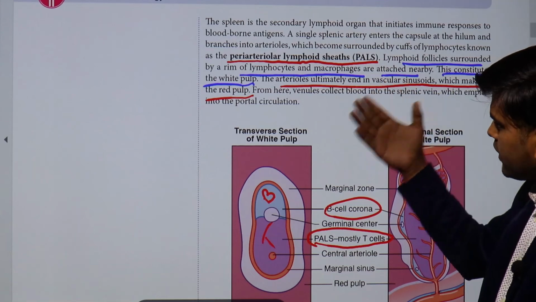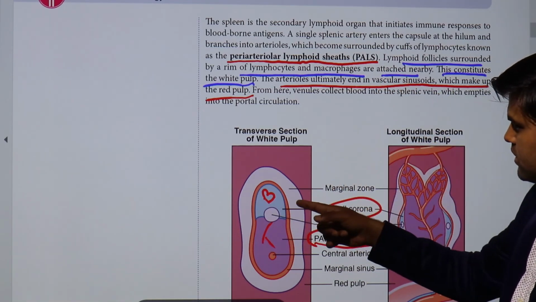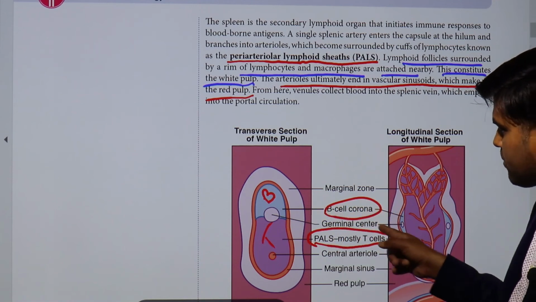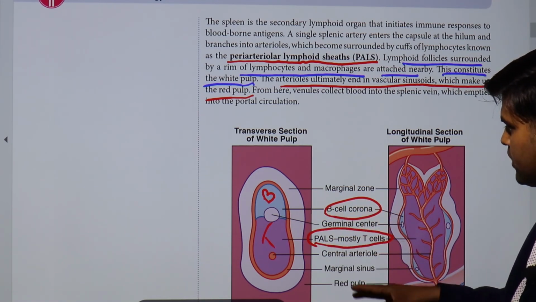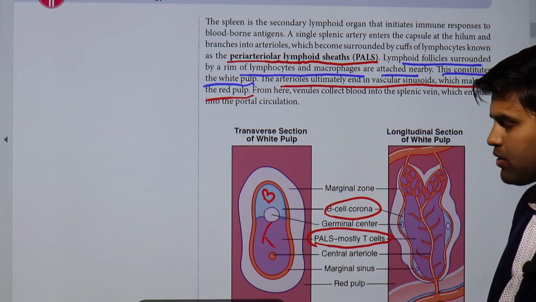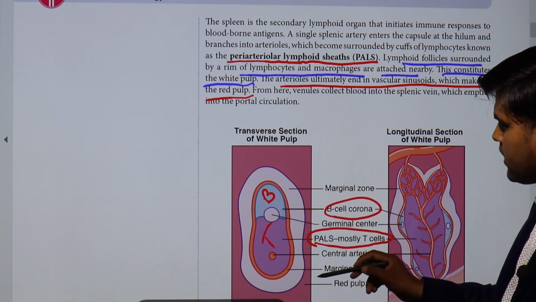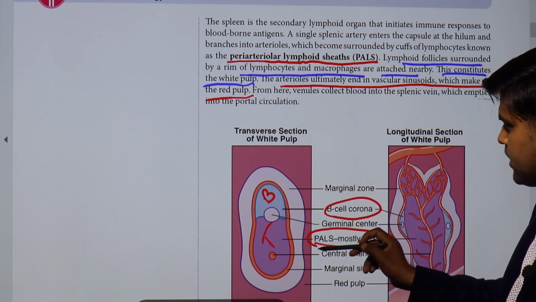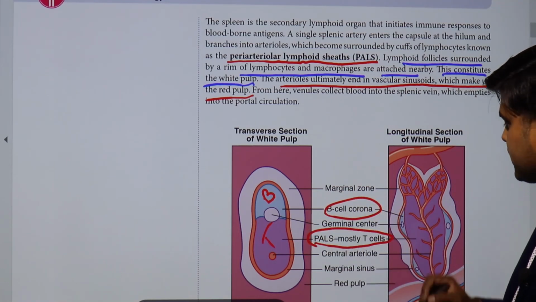This is the transverse section, and this is the longitudinal section of the area, where you can see the marginal zone, the B cell corona, germinal center, PALS, central arteriole, marginal sinus, and red pulp. So there is a white pulp and red pulp. The red pulp area is for the arterioles, the white pulp area is for the lymphocytes and macrophages. In the white pulp area you can see the B cell corona, and this is the PALS, where the T cells are present.